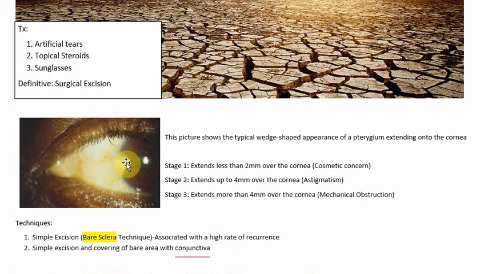This is what a pterygium looks like. As you can see, this is the extent of the pterygium, and pterygium has three parts. This part is known as the cap, this part is known as the neck, and this part is known as the body. So there is a cap, a neck, and a body of a pterygium.